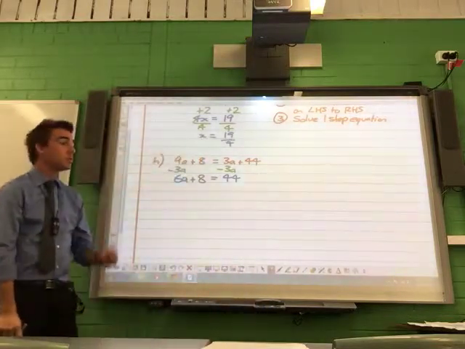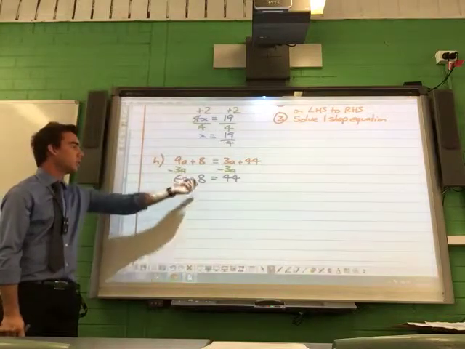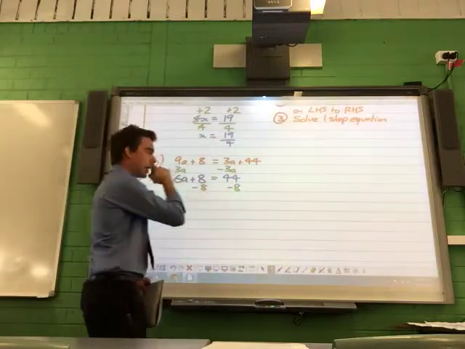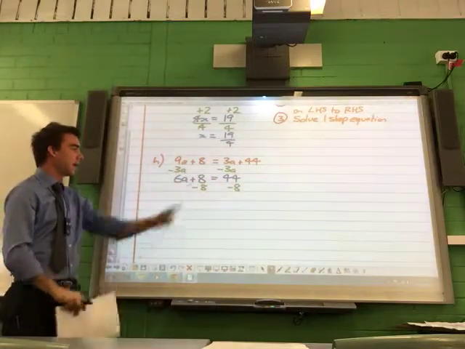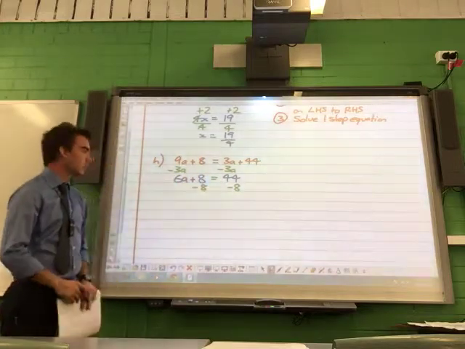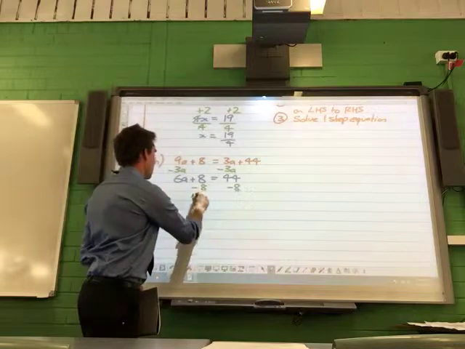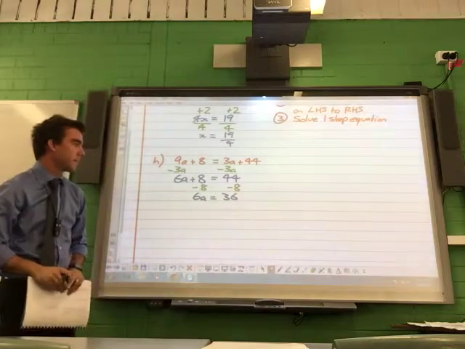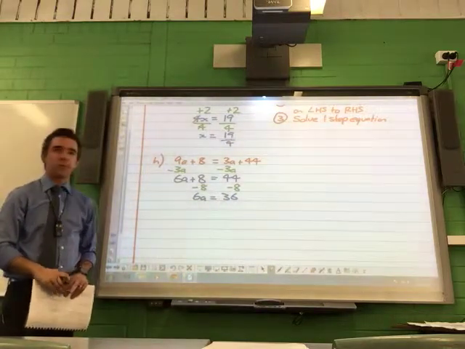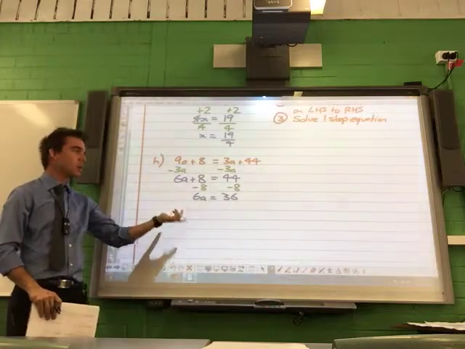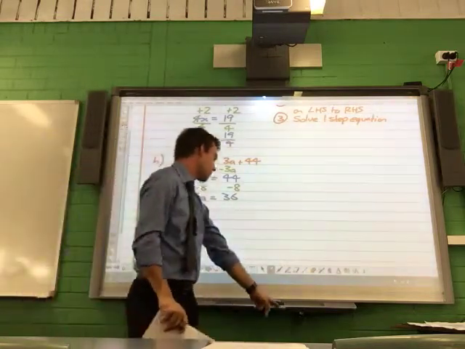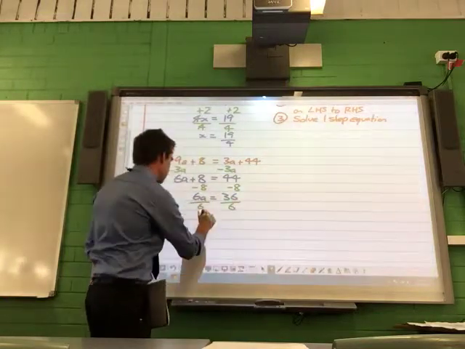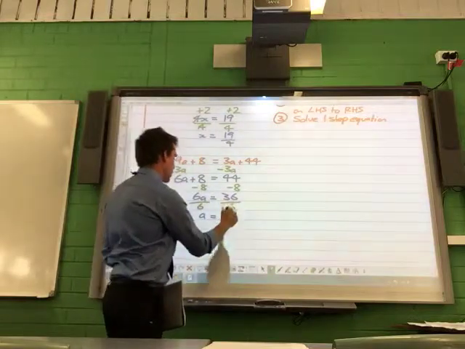Alright, step 2, move the numerical terms on the left hand side over to the right hand side. So take away 8 from both sides there. Okay, again, lining them up underneath like terms. 6a, 44 take away 8, which is 36. And then step 3, I should have a variable term on one side and a constant numerical term on the other side. Solve my simple one-step equation. So 36 divided by 6, which is 6.